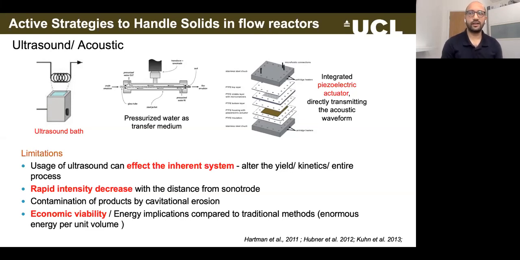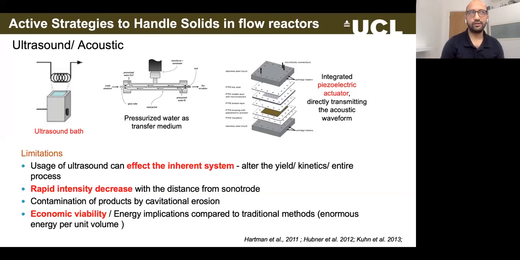And acoustic irradiation, which is basically ultrasound, can be transmitted into the system in different ways. It could be very simple, like submerging the reactor in the ultrasound bath, or making a pressurized vessel in which we introduce a sonotrode, which is basically an ultrasound probe, to transfer the ultrasound energy into the reactor. Or we could use piezoelectric actuators, which is the most recent technology, where small piezoelectric actuators are juxtaposed between different layers of microreactor channels. With the piezoelectric actuator, we directly transfer the acoustic energy to the reactors, which is more efficient than using an ultrasound bath or a pressurized vessel.